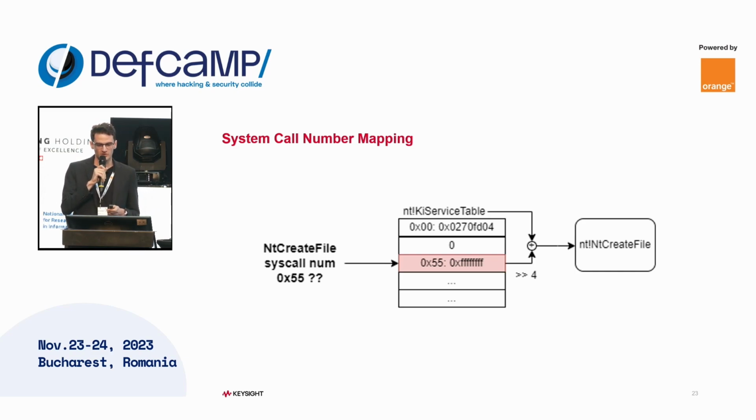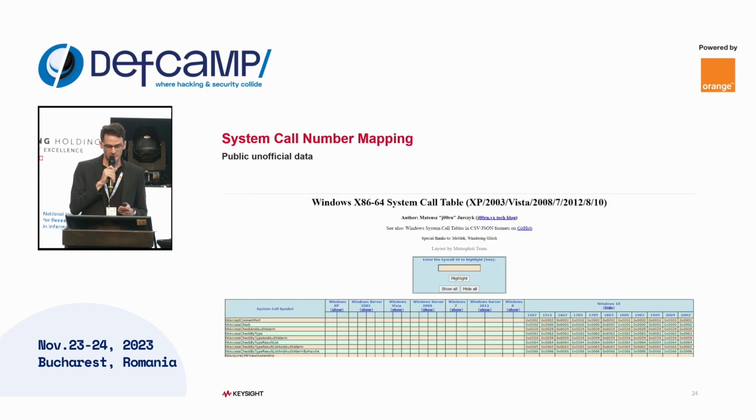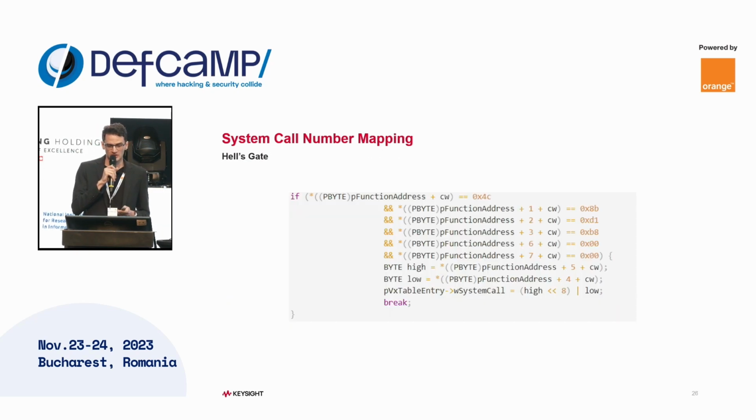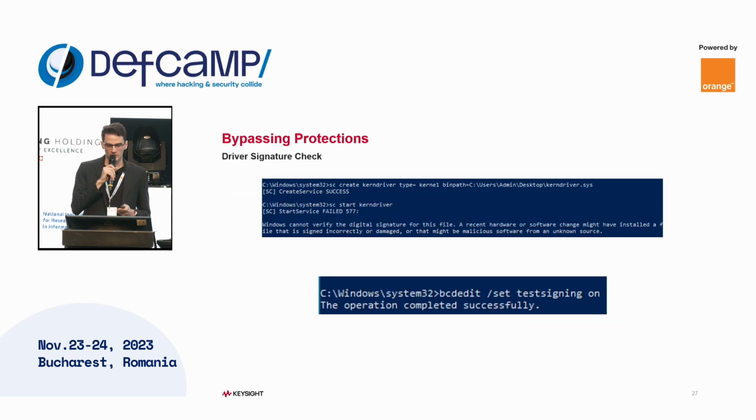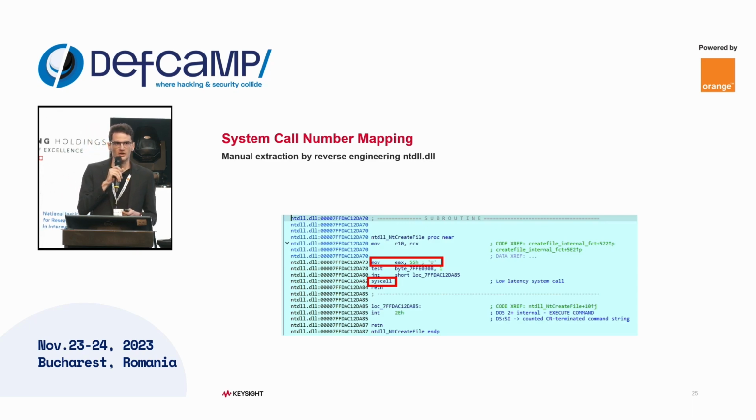Going forward, there's one more problem which we need to tackle, and that is how do you know that NtCreateFile maps to the system call number 55 hexa, right? We don't know for sure this. And this basically changes across Windows versions. The easiest way would be basically to look into some website which provides this information. It's unofficial, but it's quite good, and we can use it. And if we don't like it, we can basically perform reverse engineering and extract the system call number by ourselves. However, the problem with this approach is that it requires manual intervention.